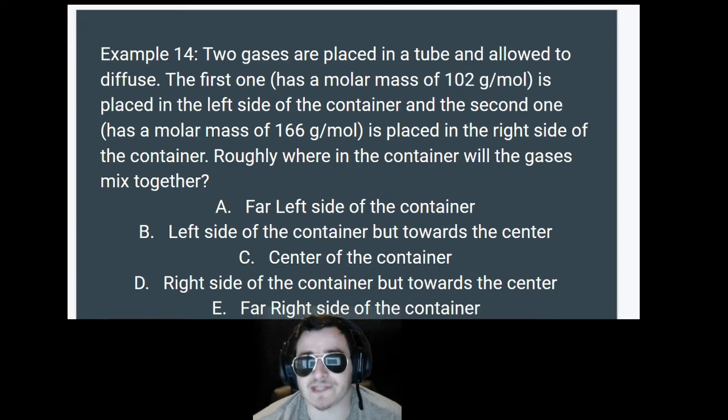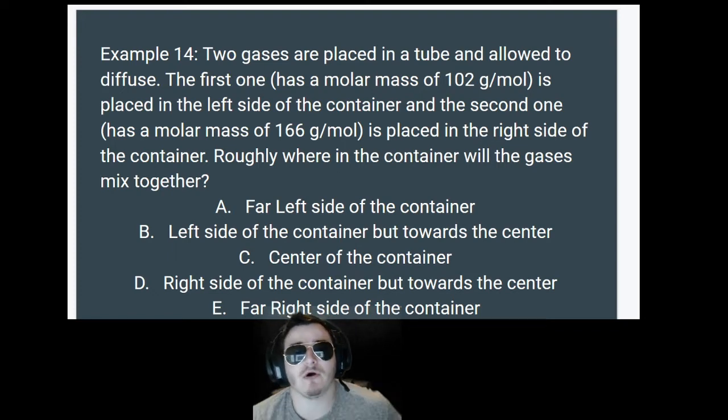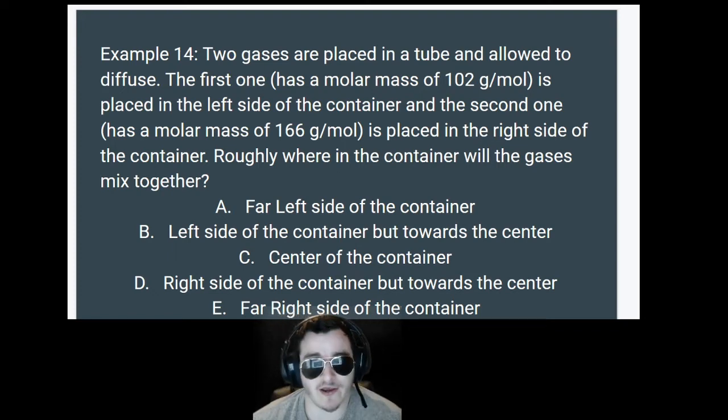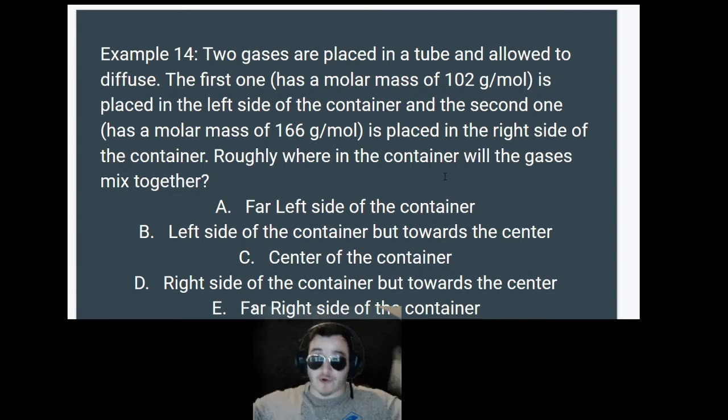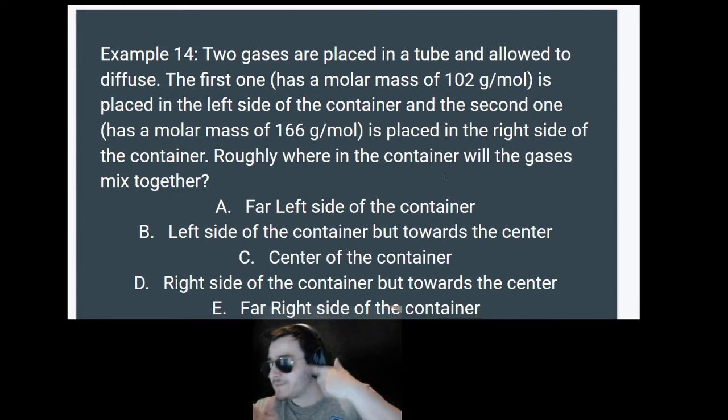Two gases are placed in a tube and allowed to diffuse, meaning they're going to spread out and move through the tube. The first one has a molar mass of 102 grams per mole and is placed in the left side of the container. The second one has a molar mass of 166 grams per mole and is placed in the right side of the container. Roughly where will these gases mix together? And we've got all the variants of the tube, right? At either end, at the dead center, or a little bit towards this way, or a little bit towards that way.